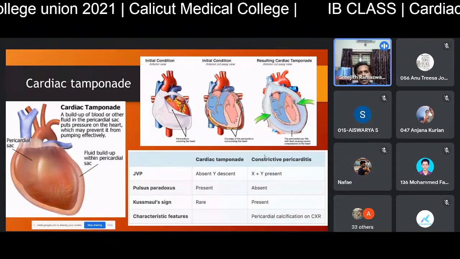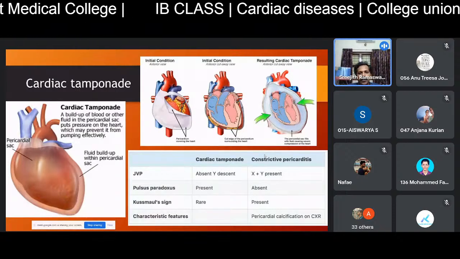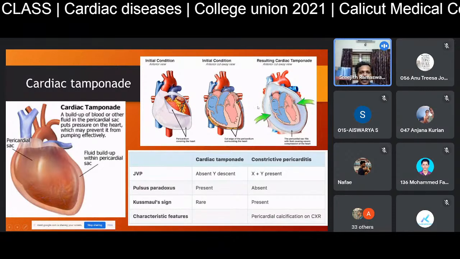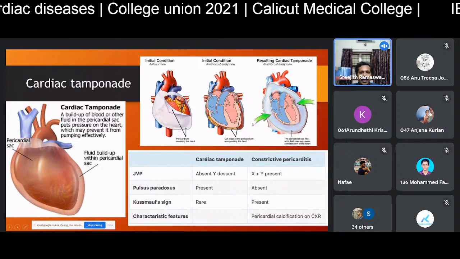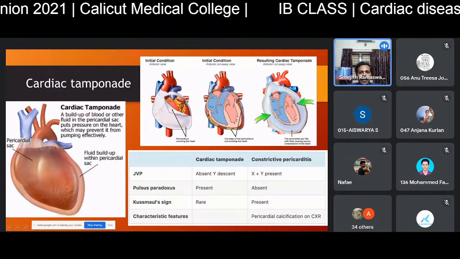The next important problem is cardiac tamponade. Cardiac tamponade means pericardial effusion is so severe that it affects the contraction and dilatation of the heart. As you can see, the pericardial fluid gets collected here, and this thick amount of fluid restricts the movement of the heart. This is cardiac tamponade.